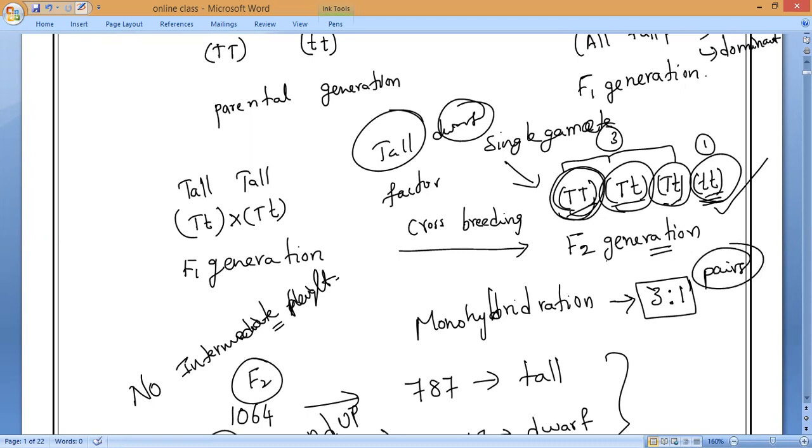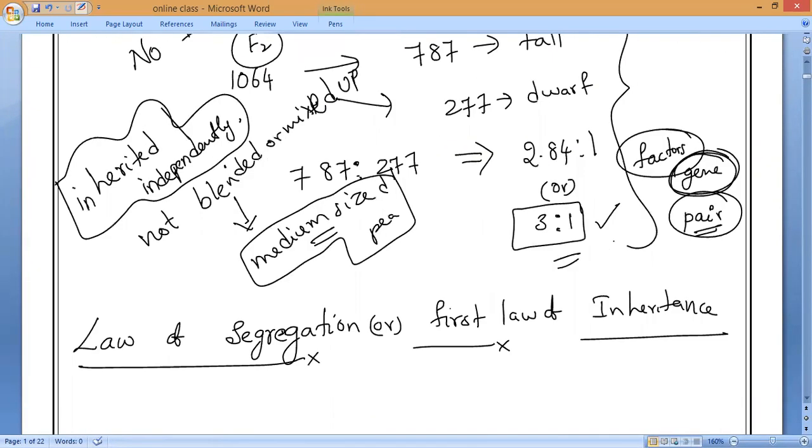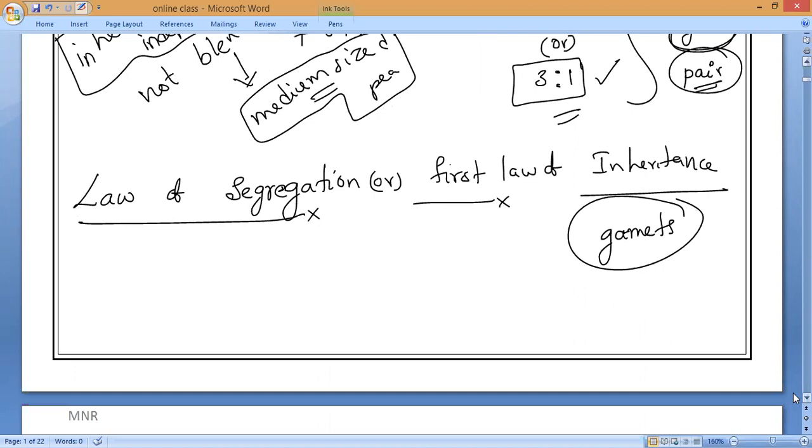Now, when they are forming the gametes, gametes means sex cells, only one factor can be present. Either tallness is present in the gamete, or dwarfness is present in the gamete. That is called the law of segregation or law of inheritance. Okay, do we understand or not? Please respond. Yes, please. Yes, sir. So please write the characteristics.